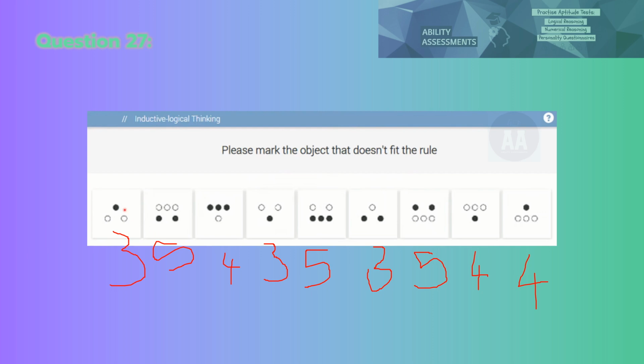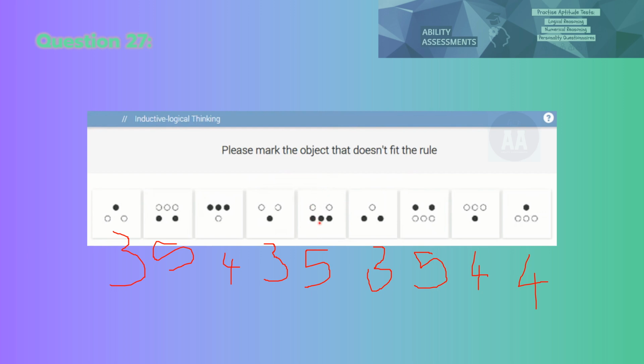Let's see what's happening with the circles that are shaded versus the ones that are not shaded. You can see here the shaded or black circles are on top. Here the black circles are on bottom, and then on the third object the black circles are on top. So now we're starting to see some sort of pattern. Let's continue to see if that continues. Here you have the black circles on bottom. Here you have the black circles at the bottom.